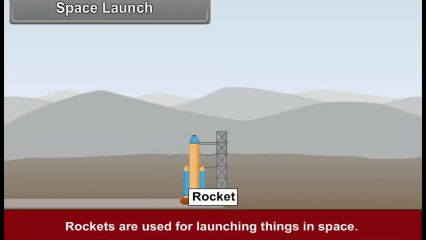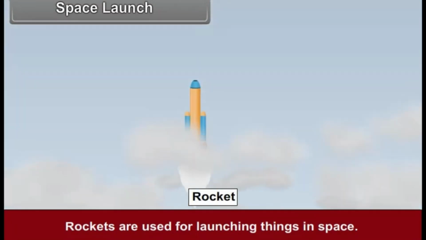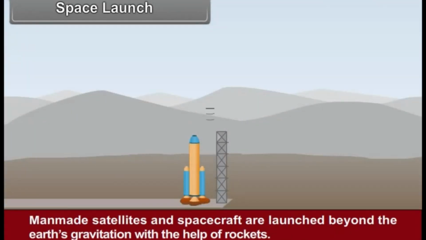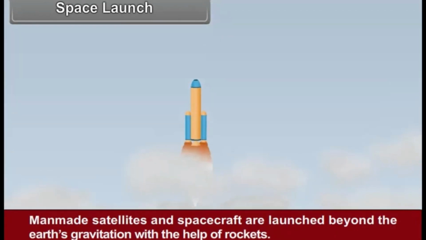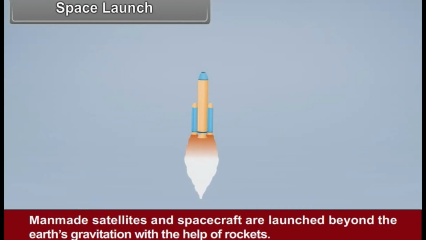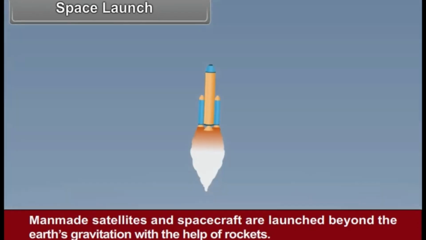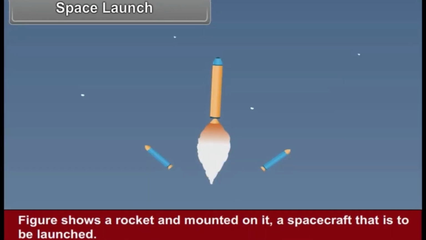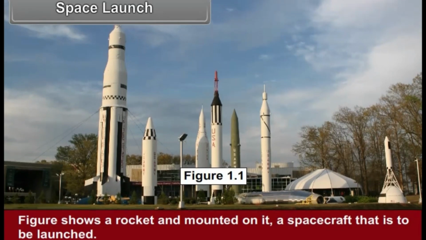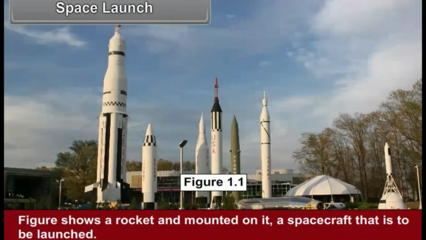Rockets are used for launching things in the space. Man-made satellites and spacecrafts are launched beyond the Earth's gravitation with the help of rockets. Figure 1.1 shows a rocket and mounted on it a spacecraft that is to be launched.